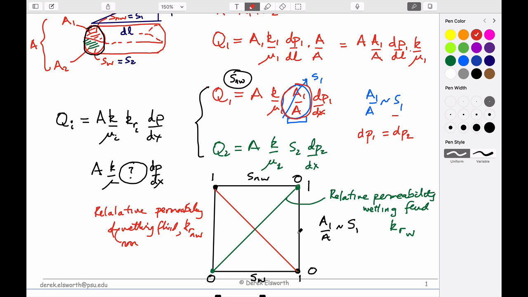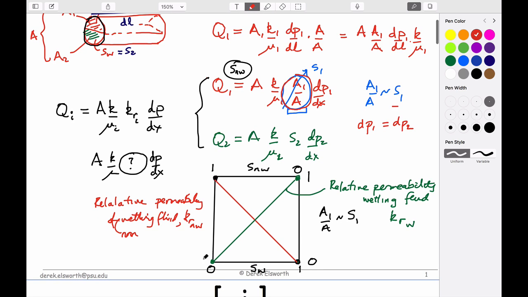How can the non-wetting fluid have an area of 0? We can only be in the core.